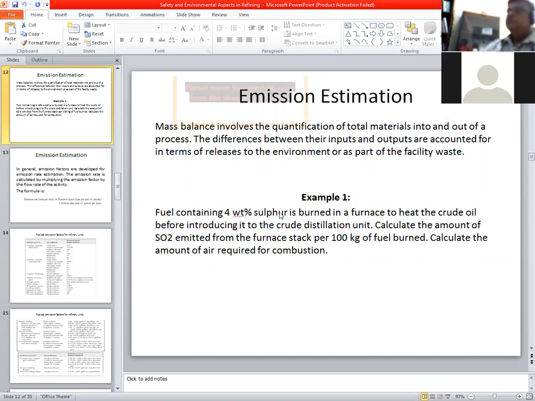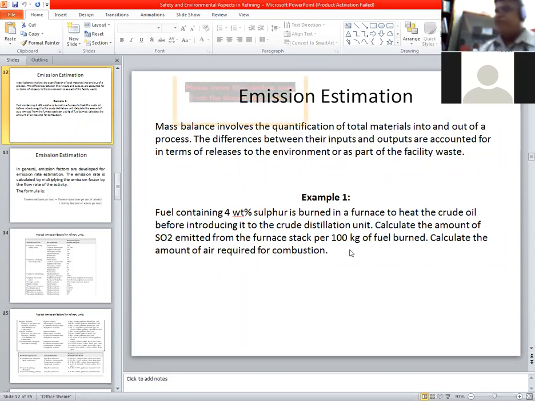So first things, here, what are the informations given? Weight percentage of sulfur, 4 weight percent, and also given the total mass of fuel to be burned, in kg. That is the information given. So by using these two pieces of information, first thing we can calculate the amount of sulfur in fuel. Can you please do that?